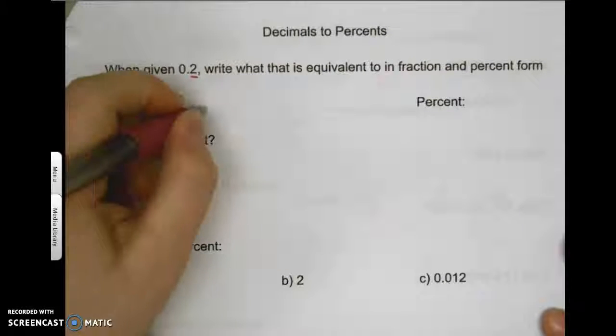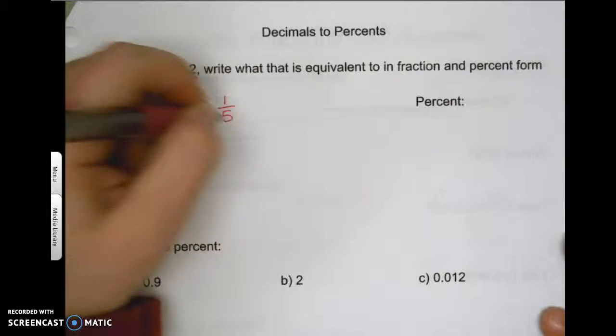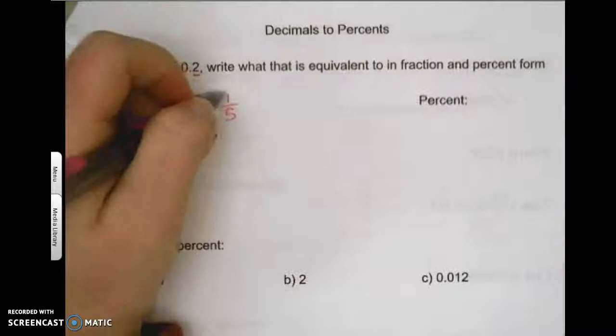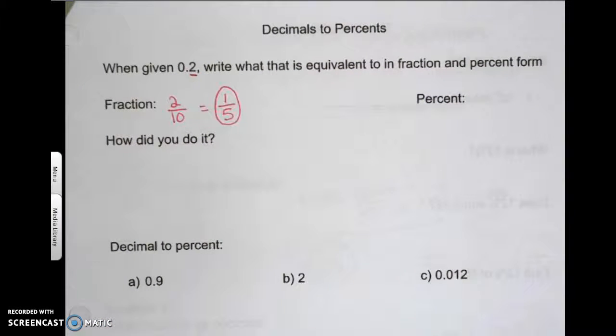When I simplify 2 over 10, that's going to end up being 1 over 5. And now we're done with the fractions. When we're talking about percents, that's the new concept. That's the part that's a little bit different. But we're going to go back to what we know about percents. Percents are always out of 100.